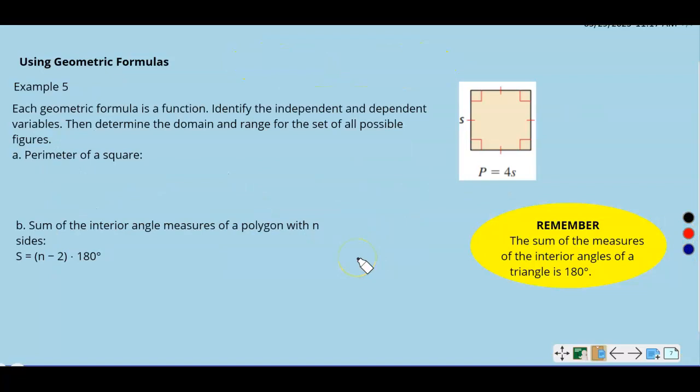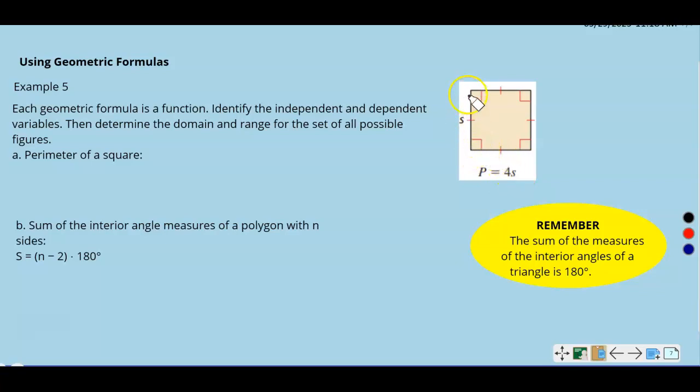All right, example 5, using geometric formulas. Each geometric formula is a function. Identify the independent and dependent variables, then determine the domain and range for the set of all possible figures. So first we're going to look at the perimeter of a square. P equals 4S, that's 4 times the side length.